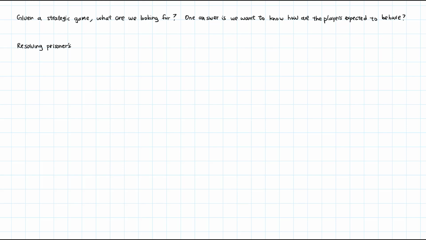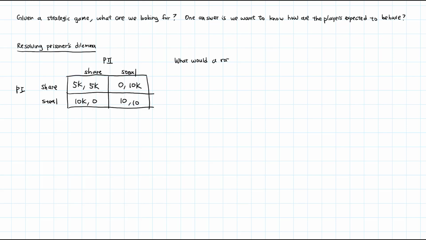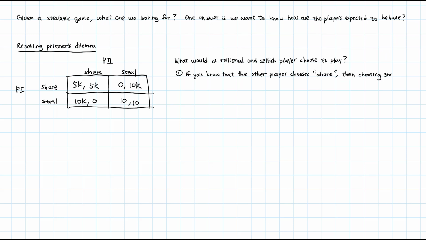So let's go back to Prisoner's Dilemma and see what a rational and selfish player would choose to play. If you have not seen this problem before this lecture, then take a few moments to think about which choice would make the most sense. We can think about it by breaking into two cases. If you know that the other player chooses share, then choosing share yourself gives you 5k, but choosing steal gives yourself 10k, so steal is a better choice.